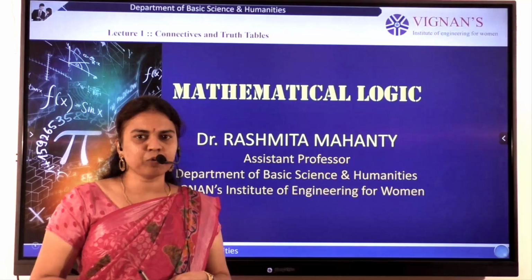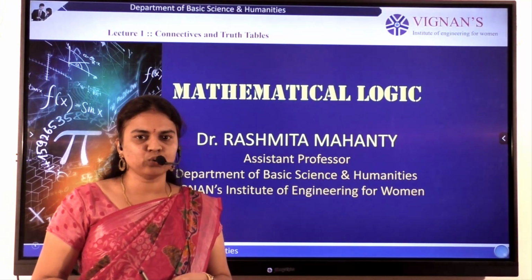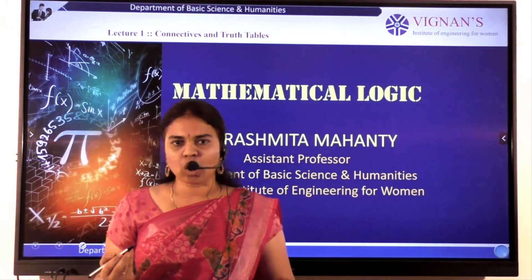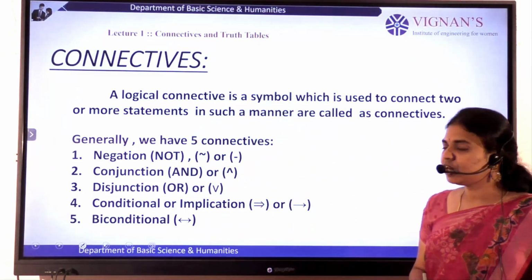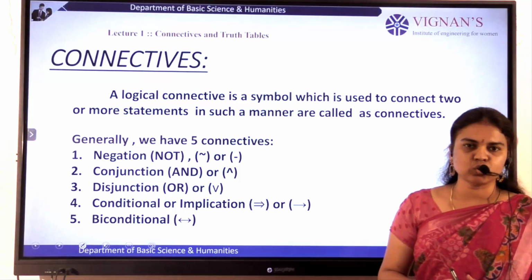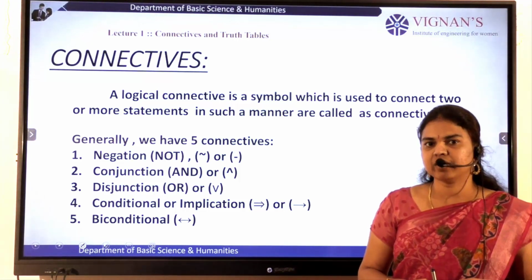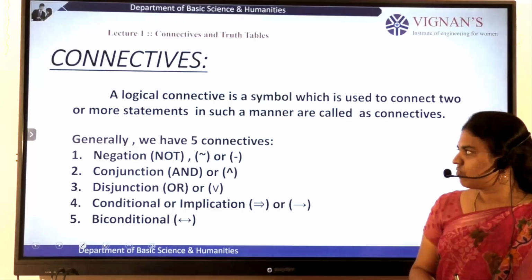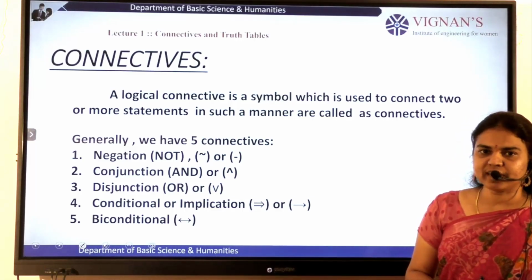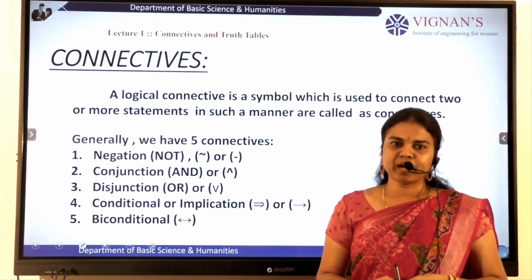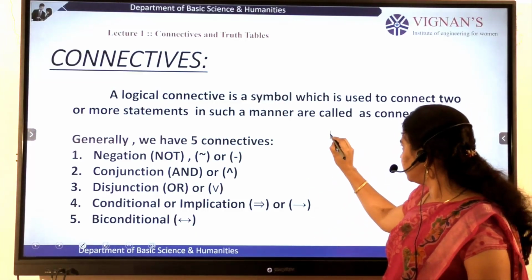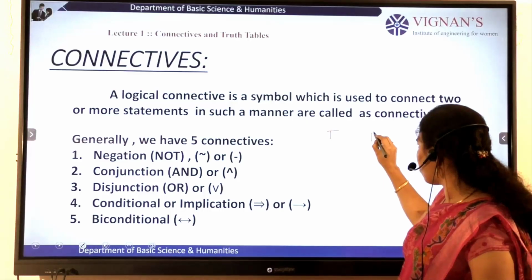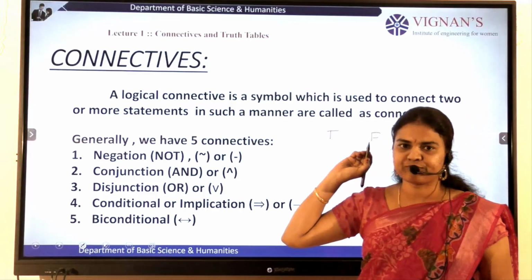Today I am going to give the lecture on connectives and truth tables. So what is called a connective? A logical connective is a symbol which is used to connect two or more statements in such a manner. So what is called a statement? A statement is a declarative sentence. It is either true or false, but not both. The truth value for true is represented by T and the truth value for false is represented by F.